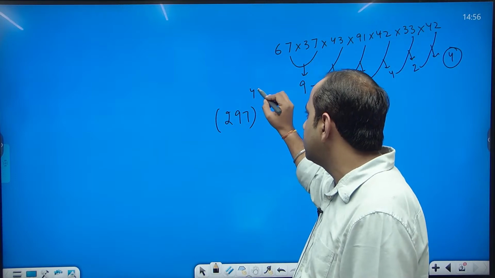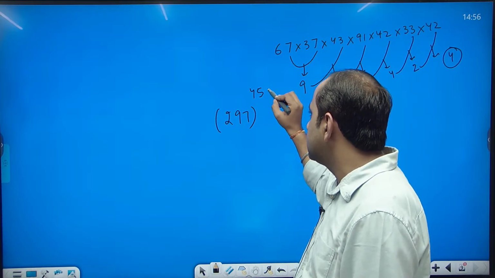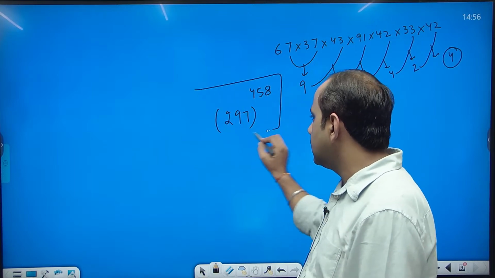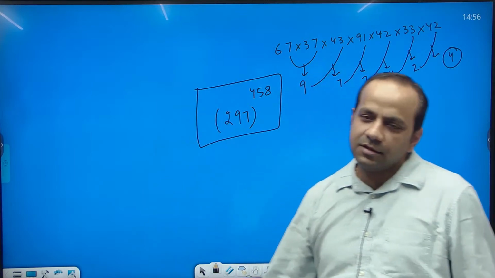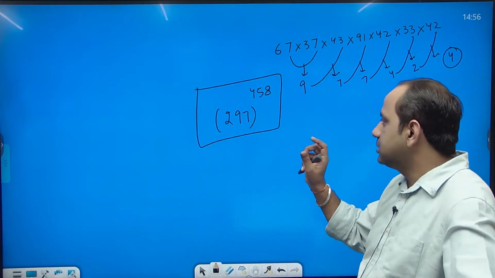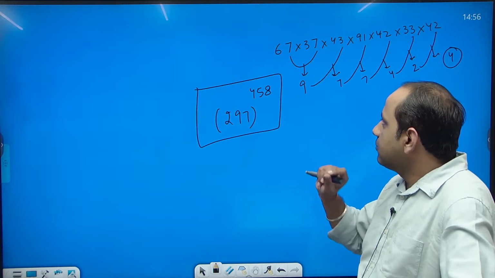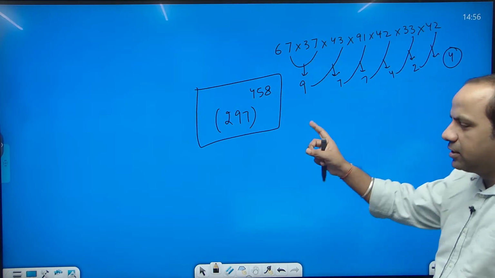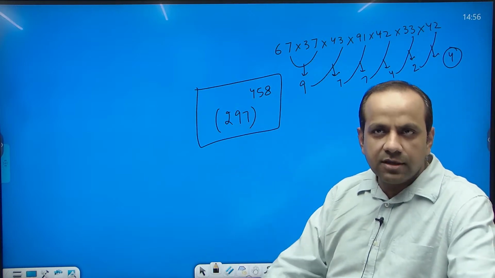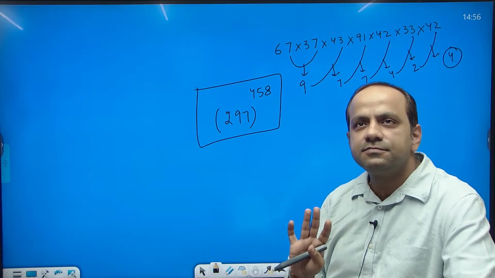But the problem is, if I say that you have to find the unit digit of 297 raised to the power 458, now this causes fear. This is also very simple, but you need to understand the concept. So let's start with this. But before that, do you have any doubt about what we have done so far? You all are comfortable with this?